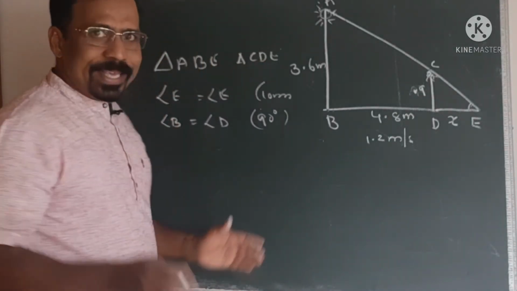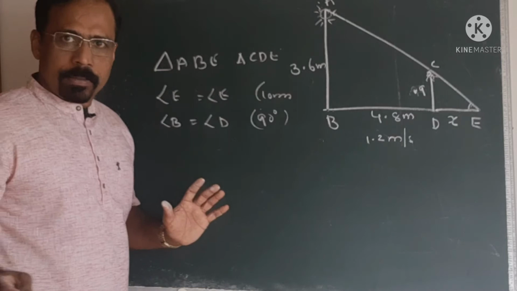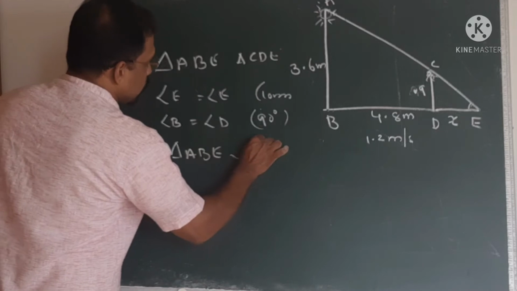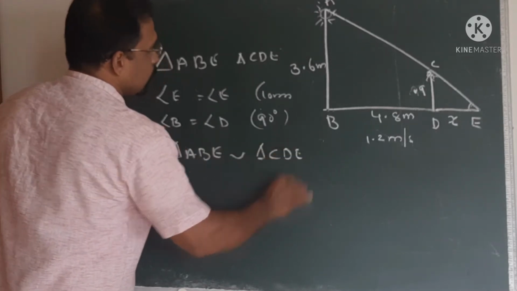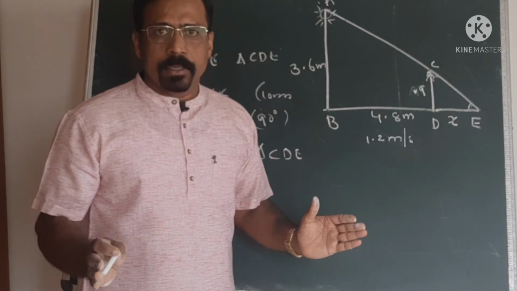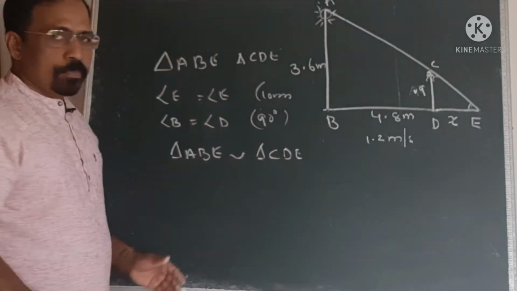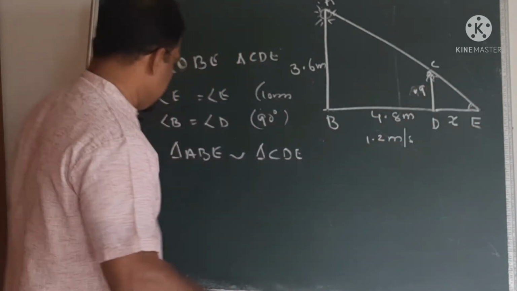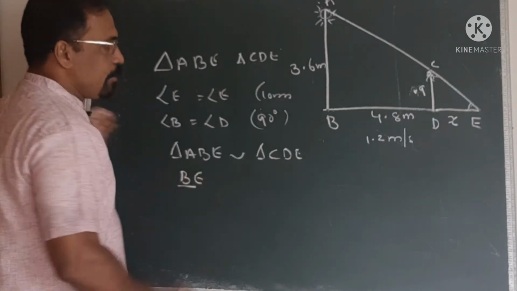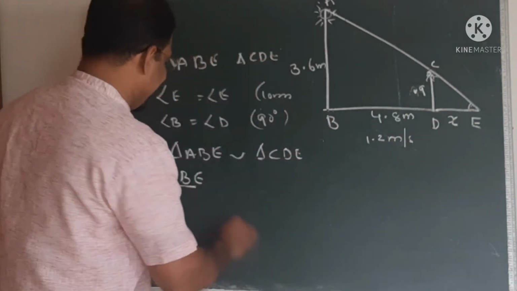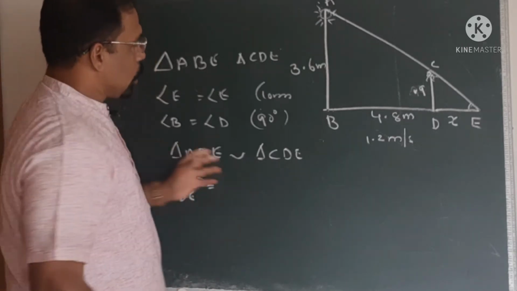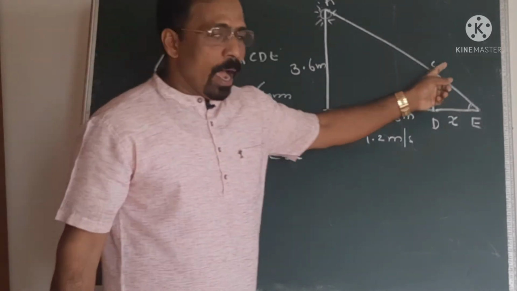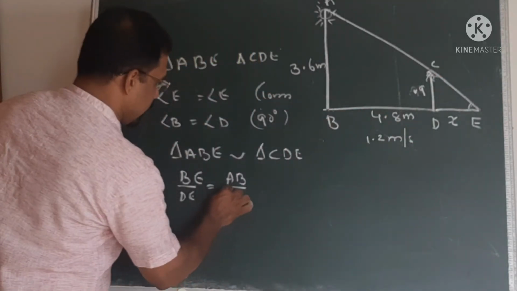Now according to AA criteria, as two angles are equal, we can say that triangle ABE is similar to triangle CDE. If these two triangles are similar, then their corresponding sides are proportional. Therefore, BE, that is the base of the bigger triangle, divided by the base of the smaller triangle, DE, is equal to the height of the lamp, that is AB, by the height of the girl, that is CD.